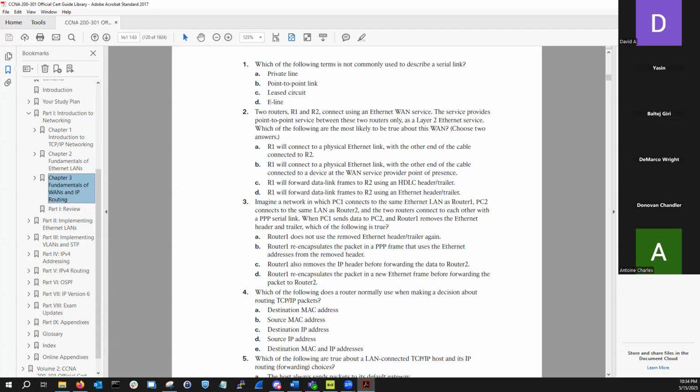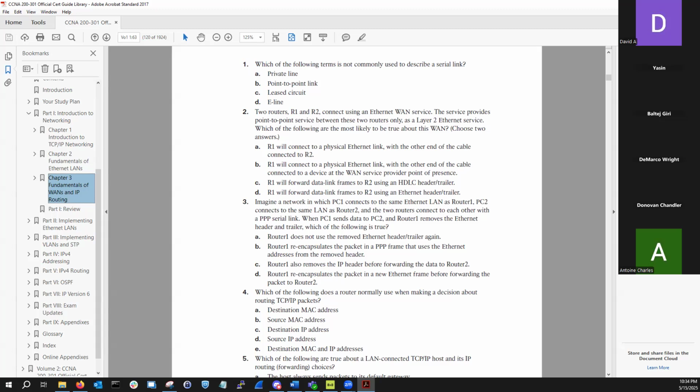Let's talk about D. R1 will forward data link frames to R2 using an Ethernet header and trailer. Since we're talking about an Ethernet WAN service providing a layer 2 Ethernet service, the answer is B and D. Makes sense? Yeah. It just confused me a little bit because it was just speaking on point-to-point connections. It's all good. It's meant to cross you up a little bit.